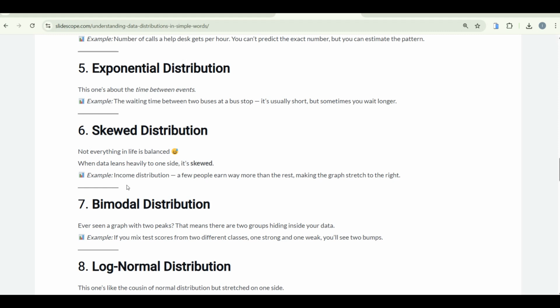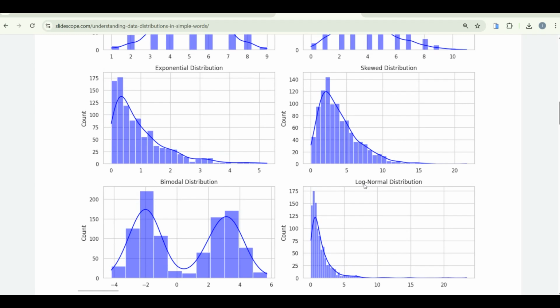Example, income distribution. A few people earn way more than the rest, making the graph stretch to the right. So most of the, let's say this is a very high income, this is low income, and this is low to mid income or medium income. So that is skewed distribution, and it is towards right or left mostly.